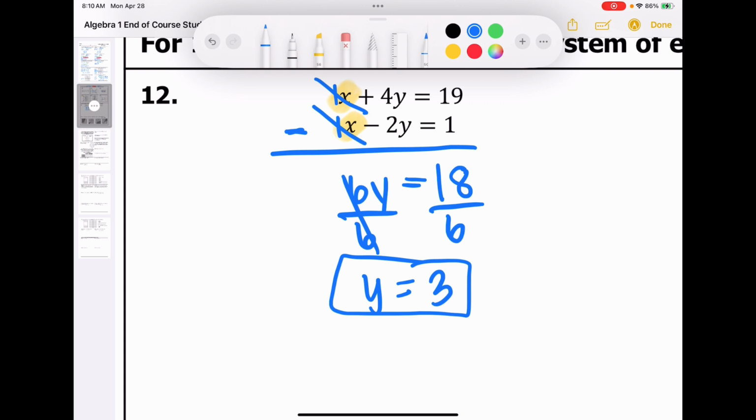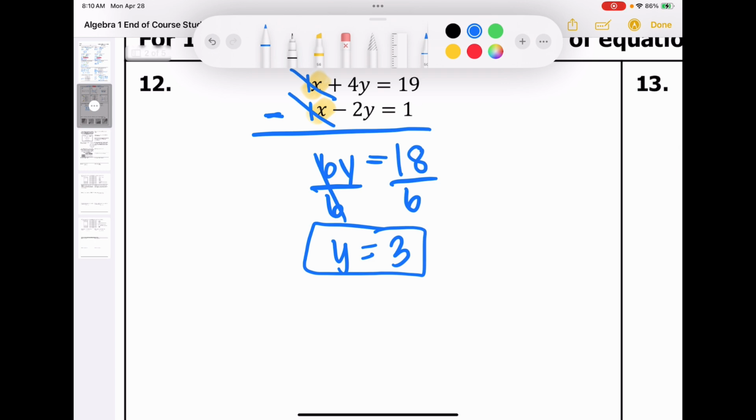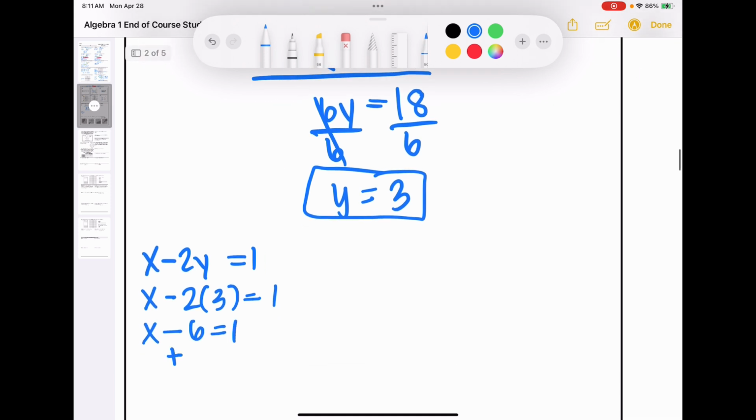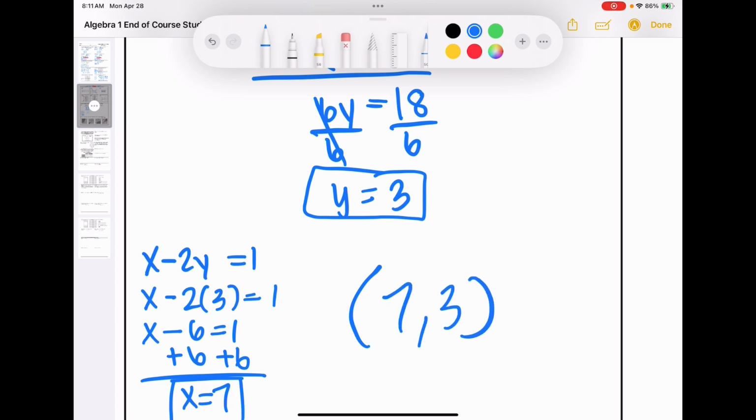But remember, for a system of equations, you have to have an x and a y value, so I'm going to take that y value and plug it in for y. So I'm going to plug it into the second equation. So x minus 2y equals 1. And I'm going to take the 3 and plug it in for y. So x minus 2 times 3 equals 1. So that gives me x minus 6 equals 1. Then I'm going to add 6 to both sides, so I get x equals 7. So my answer would be my x comma my y, so 7 comma 3.